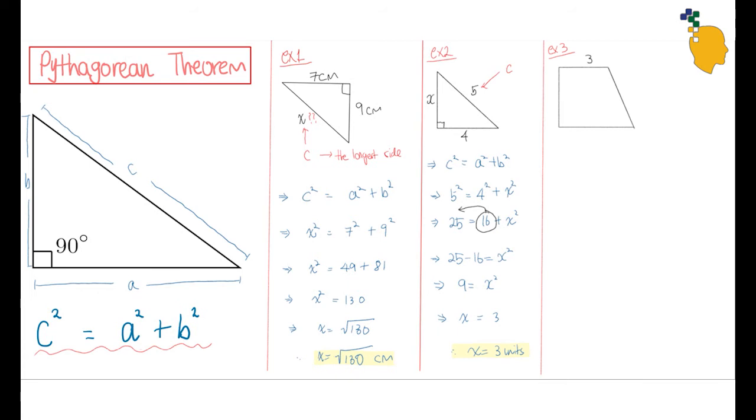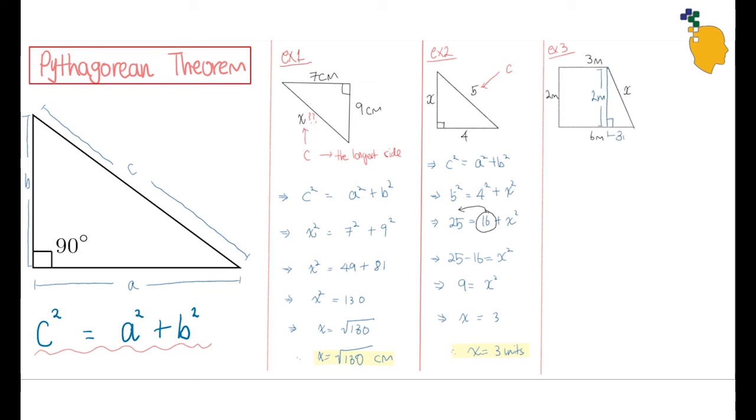For our last example, we have a trapezium with 3 meters on top, 6 meters on the bottom, and vertical length is 2 meters, and we want to find that sloping side length. In order to use the Pythagorean theorem, we must find the right angle triangle. So if you draw a vertical line right here, we can create a right angle triangle. The vertical line is 2 meters, and the bottom one will be 6 minus 3, which is 3 meters.